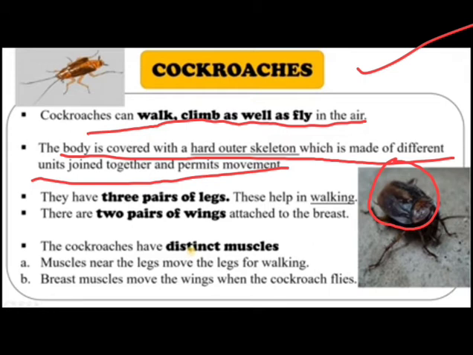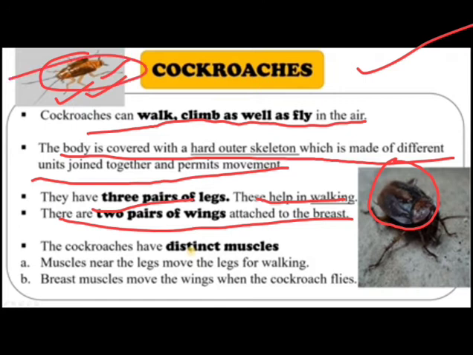Okay, they have 3 pair of legs, as you can see here also. These are the 3 pair of legs. A cockroach has 3 pair of legs, and these legs help in walking. There are 2 pair of wings attached to the breast. So the cockroach has the 2 pair of wings, and the cockroaches have distinct muscles. They have distinct muscles and 2 pair of wings. They can fly only short distances, and cockroach walk in a very interesting manner, moving 3 legs at a time.